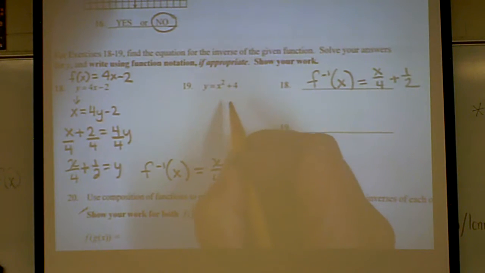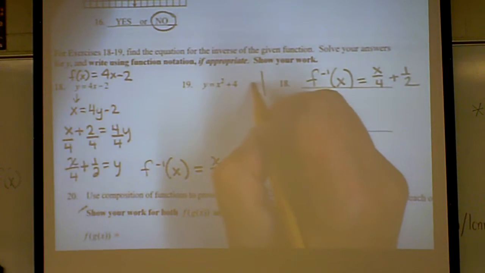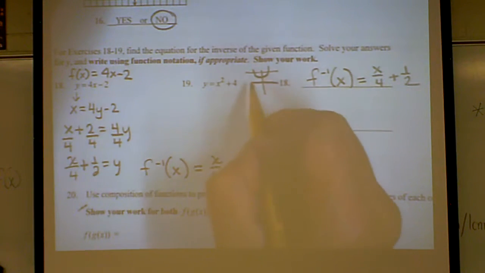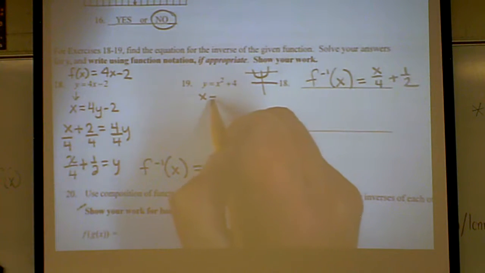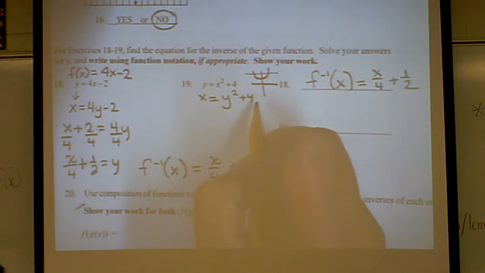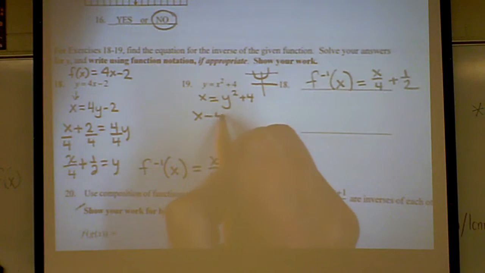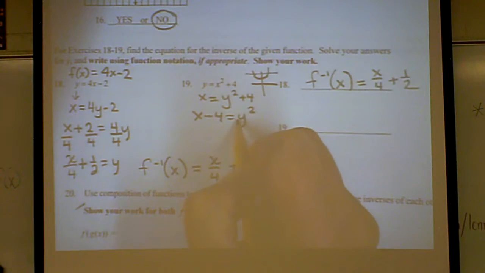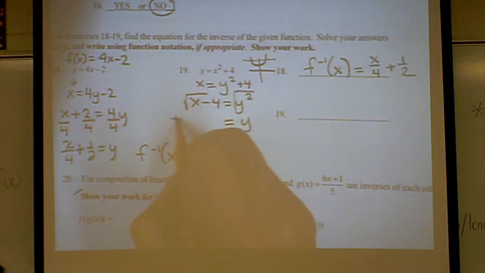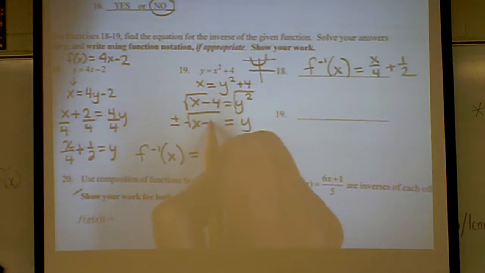Now this one, on the other hand, is a parabola. It graphs like that, and it does not pass the horizontal line test, so its inverse will not be a function. So when we switch the x and the y around and resolve this for y, we're going to subtract 4, and we're going to take the square root of both sides. y is equal to plus or minus the square root of x minus 4.